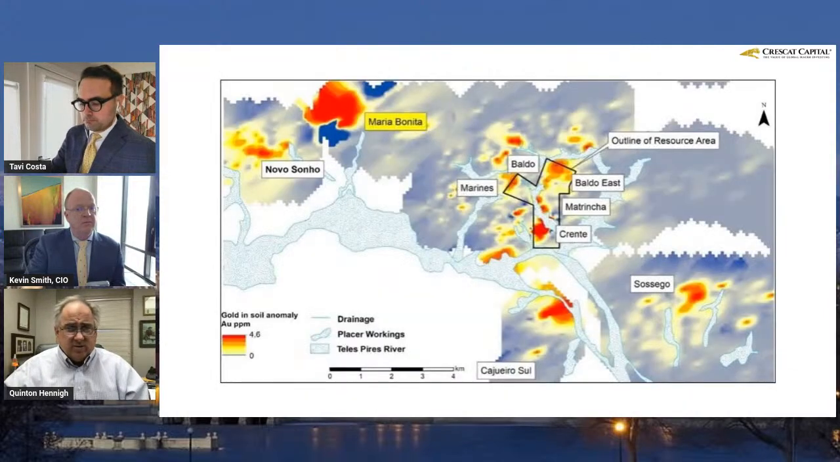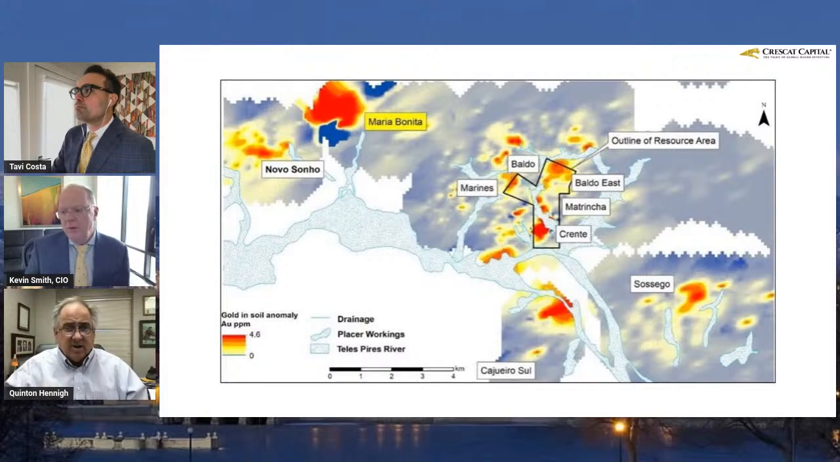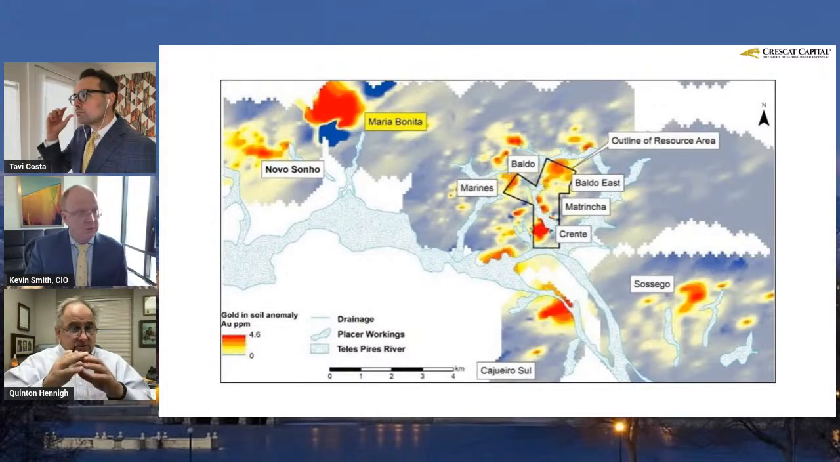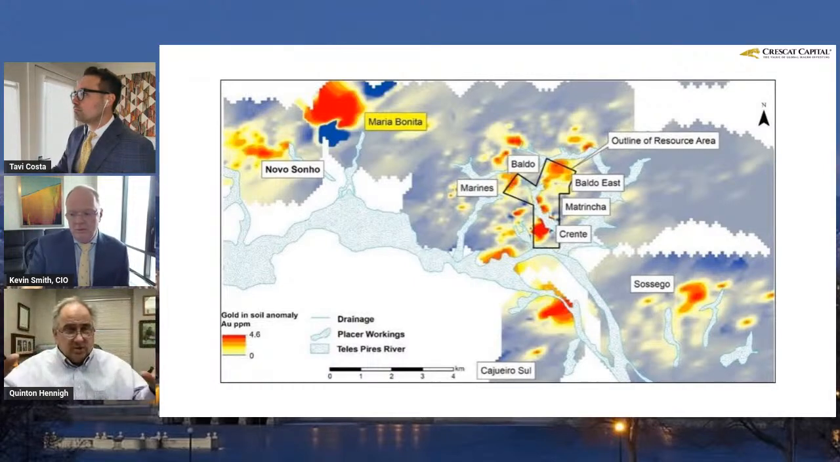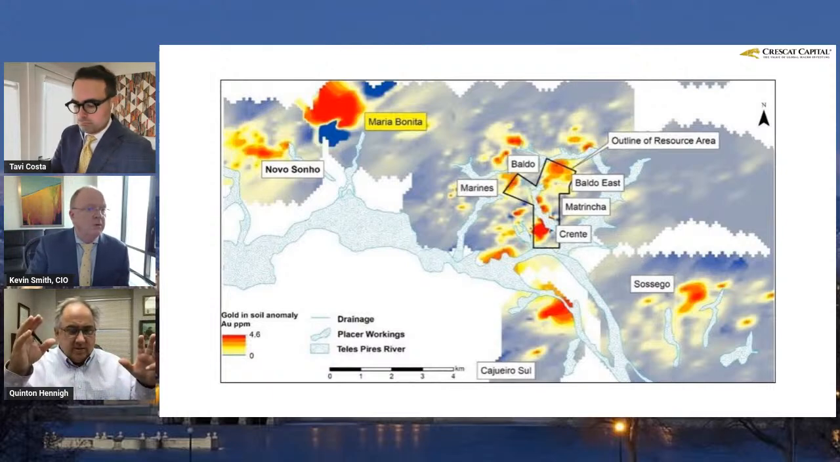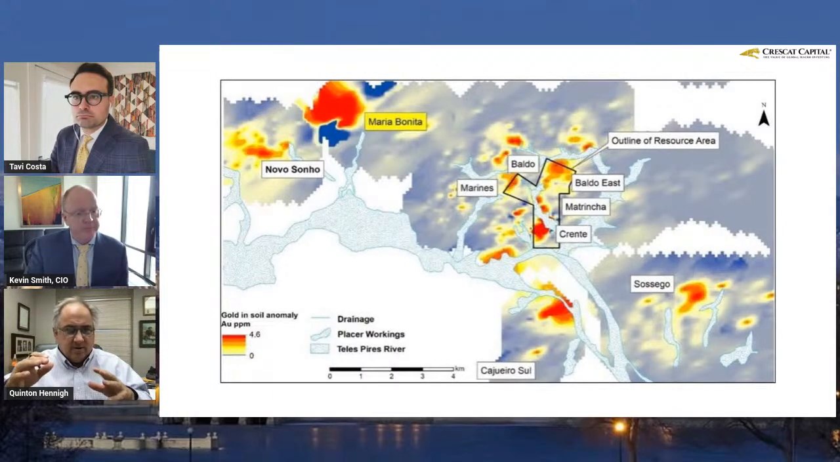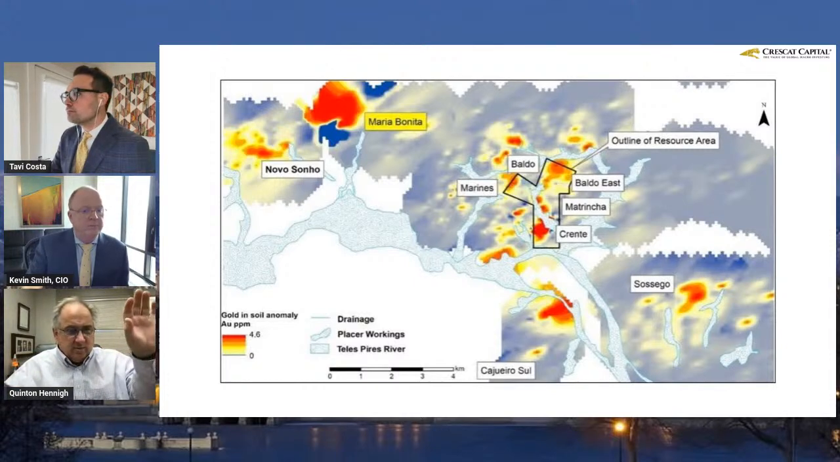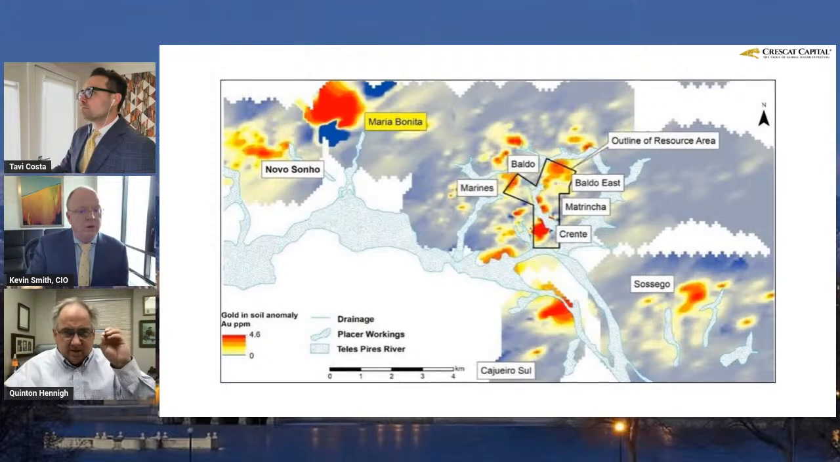All right, so where's the resource? It's mainly within that black polygon that you see over here just off center. That's where the resource area is defined to date. There's room to expand it. There's a lot. This is golden soils, by the way, the colors. There's room to expand beyond that polygon. There's some targets to the south, Cajueiro Sul and Sossego. But this Maria Bonita anomaly is the one in the upper left. It's a very discrete anomaly, and they've been drilling in the core area of that, and they came up with good results. Let's talk about it more. Let's go to the next slide.